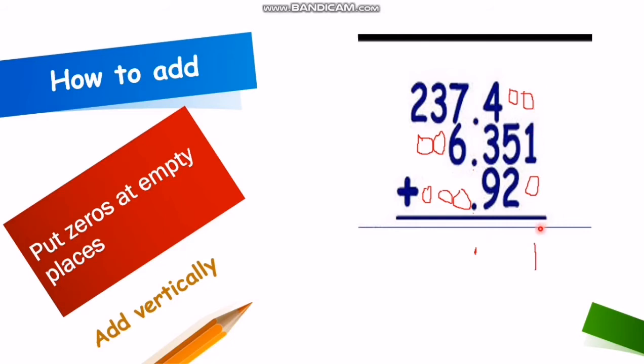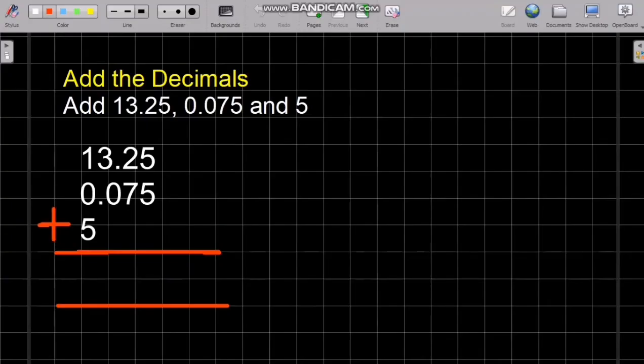It's a 1, it's a 7, and it's a 16, 6, 1 carry. It's a 14, 1 carry. It's a 4 and 2. This is how we add the decimals.